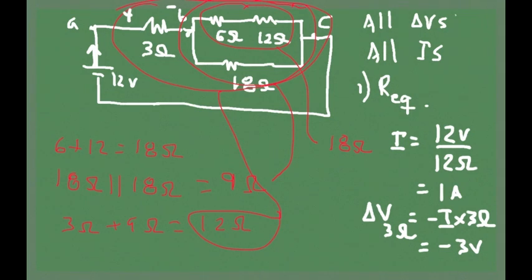Okay? We know the current through that resistor and we know the voltage of that resistor, so we're done with that one. We know all the information about that resistor. So now we move on to another one. What would be a good candidate to calculate the current or the difference in voltage?